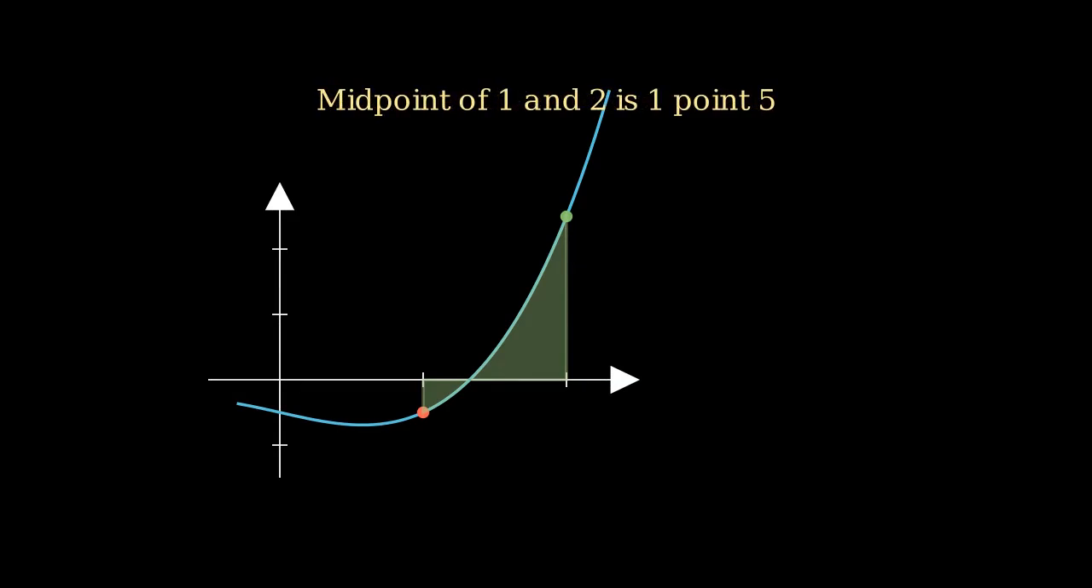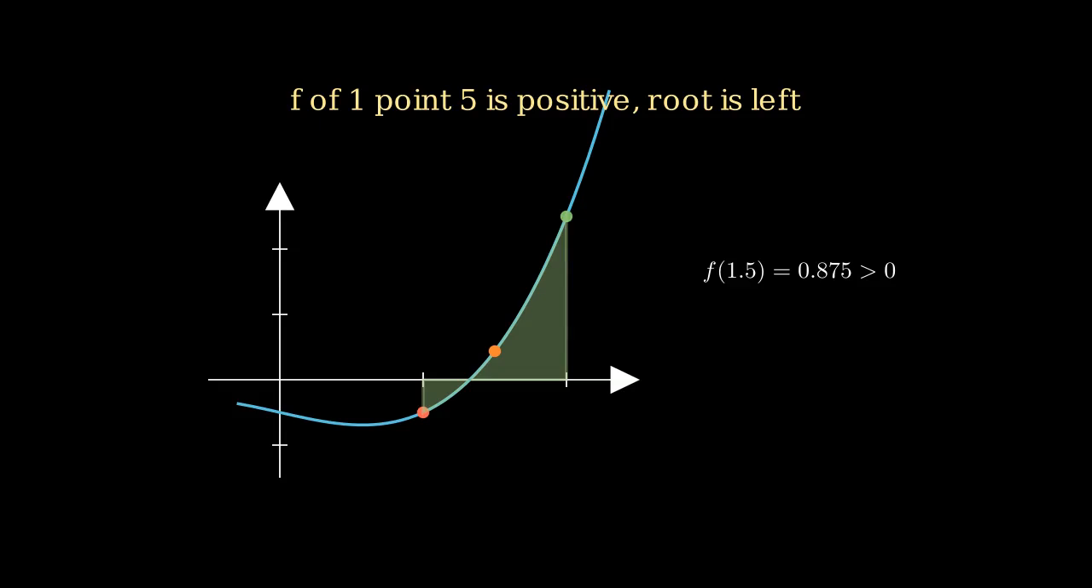Interval bisection uses that sign change directly. Take the midpoint of 1 and 2, which is 1.5, and check the sign of f there. f of 1.5 comes out positive, so the root must be in the left half, between 1 and 1.5. We discard the other half completely.